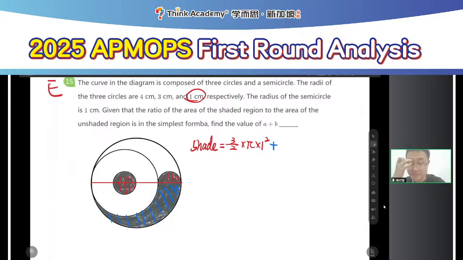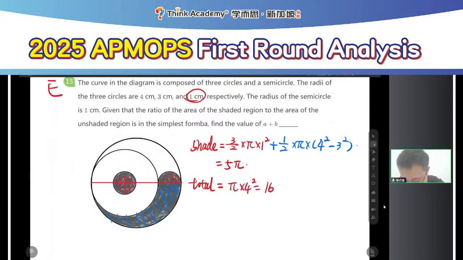Okay, so for the blue part, actually it's the difference of the 2 semicircles. We don't need pi. The large semicircle is 4, the small semicircle is 3. So it's a half times pi times the large one minus the small one, the square difference, right? So this is 16 minus 9, which is 7, so 7 over 2 pi. Adding together, the shaded region is 5 pi, and the total is pi times 4 squared, 16 pi, so the blank is 11 pi. So the ratio of the shaded to the unshaded is 5 to 11.